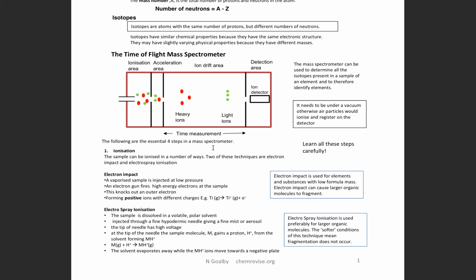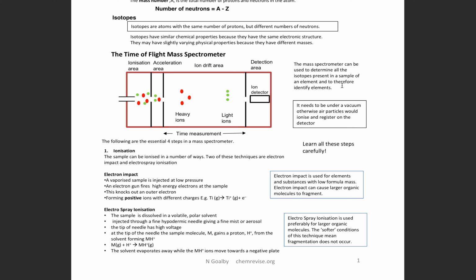Anyways, so the time of flight mass spectrometer. Now, in these notes, they basically just give you the diagram. And they say the following are the essential 4 steps in the mass spectrometer. So they don't really give you a background of the mass spectrometer. Oh, no, they do. So the mass spectrometer can be used to determine all the isotopes present in a sample of an element to therefore identify elements. Wait, what? So the mass spectrometer can be used to determine all isotopes present in a sample of an element and to therefore identify elements.